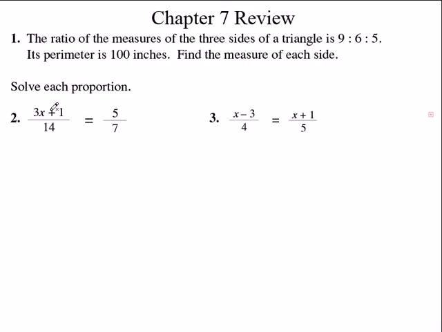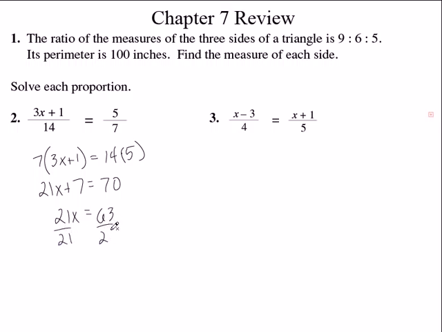Okay, number 2, all you're doing is just solving for x. It's kind of just like an algebra problem. So what we do when we have a proportion like this, we just cross multiply. So we multiply 3x plus 1 times 7, and I'm going to write it like this, equals 14 times 5. Or you can put it in parentheses. Alright, distribute the 7, it's just basic algebra right here. 21x plus 7 equals, see, 14 times 5 is 70. Subtract 7 from both sides, 21x equals 63. Divide by 21, and x is, let's see, 30.